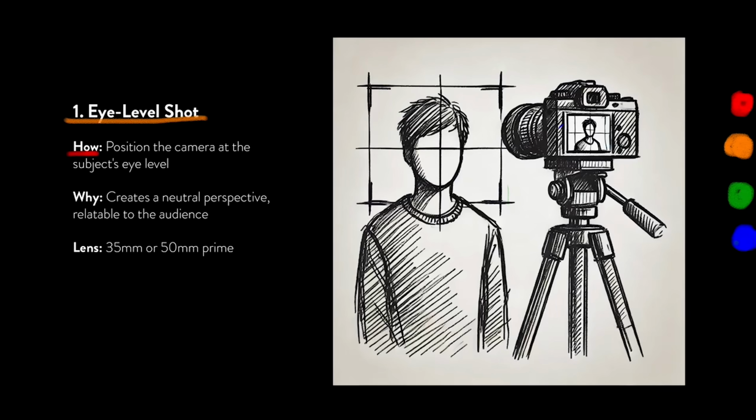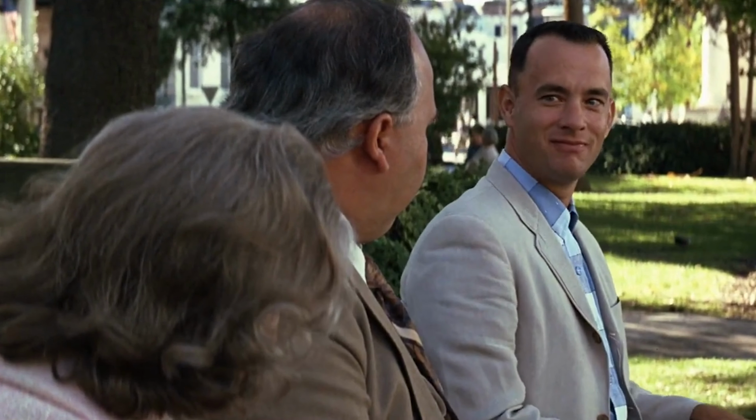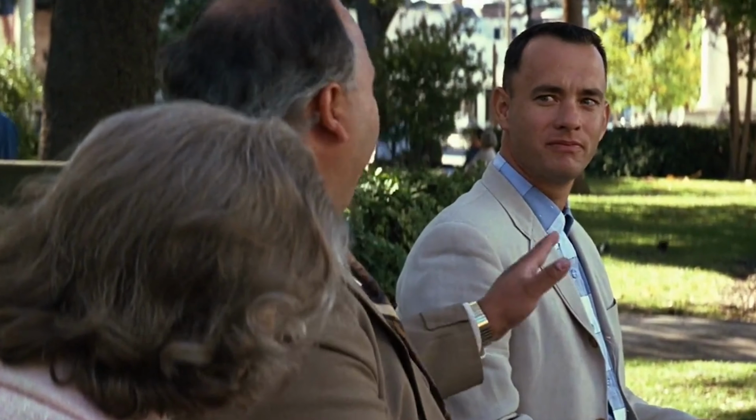Number 1, eye level shot. Position the camera at the subject's eye level. This creates a natural perspective relatable to the audience. The best lenses to use are a 35 or a 50mm prime lens. The bus stop scenes in Forrest Gump show a nice eye-level shot while he's telling stories to strangers. This makes it seem that Forrest is personable and relatable.